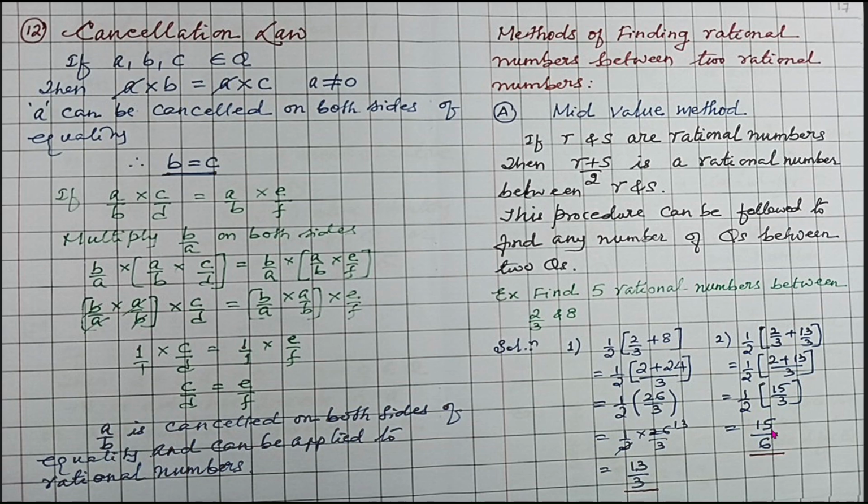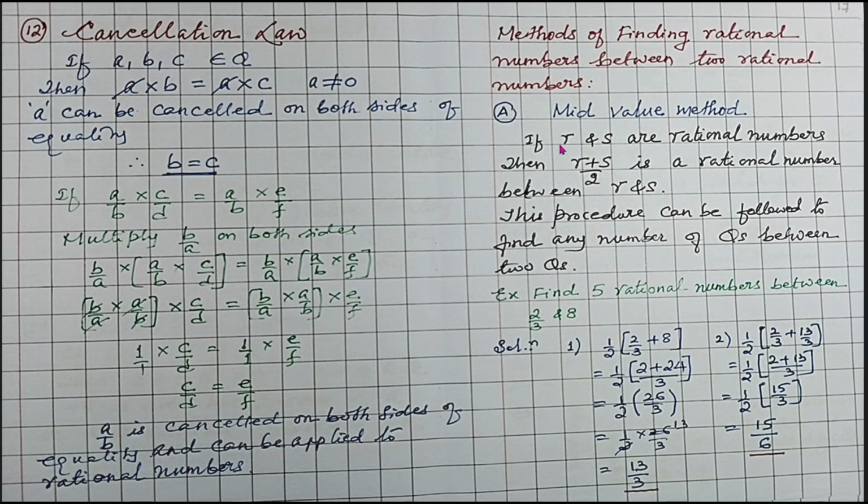Methods of finding rational numbers between two rational numbers. There are two different methods. One is called the mid value method and the other one is known as the denominator method. Here we are trying to find the required number of rational numbers between two given rational numbers. If R and S are rational numbers, then the average of R and S, that is (R plus S) divided by 2, is a rational number between R and S.